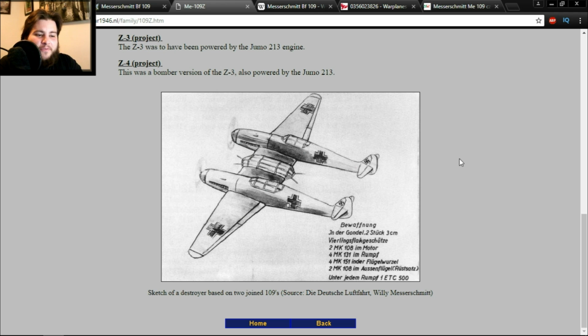So the first thing to get out of the way, the majority of today I've been looking for any information on the BF109Z, and what I found is a loop. Now, what do I mean by a loop?